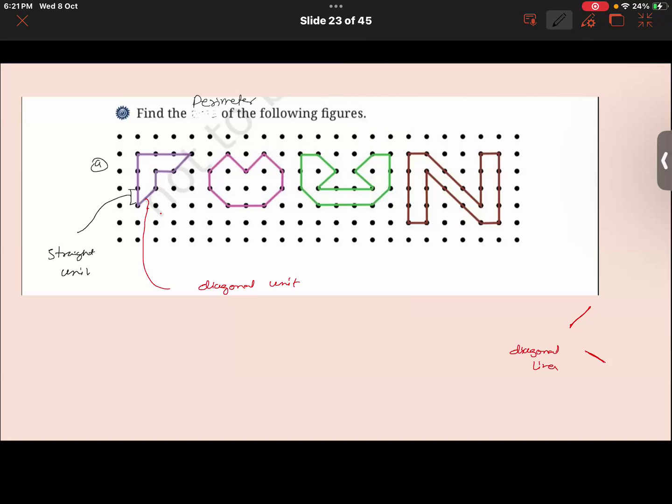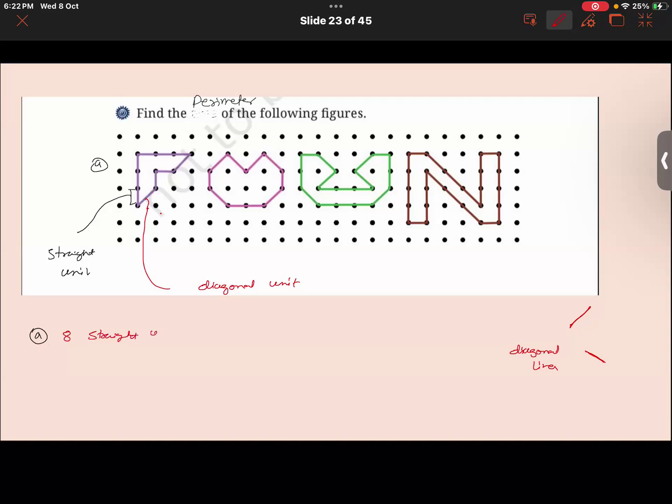So let's call this figure number A. In figure number A, how many straight units are there? Let's start counting from here. 1, 2, 3, 4, 5, 6, 7, and 8. These two will also be counted. So 8 straight units.